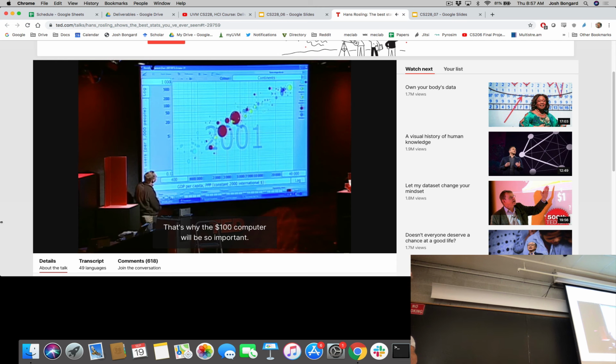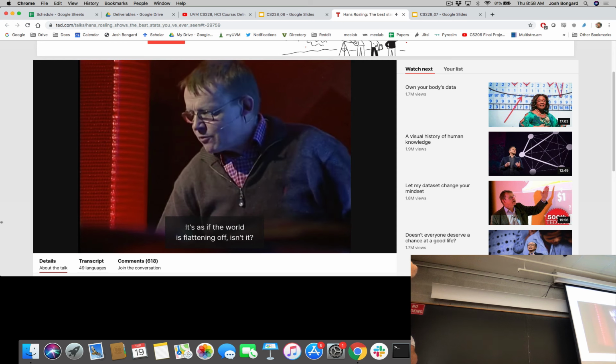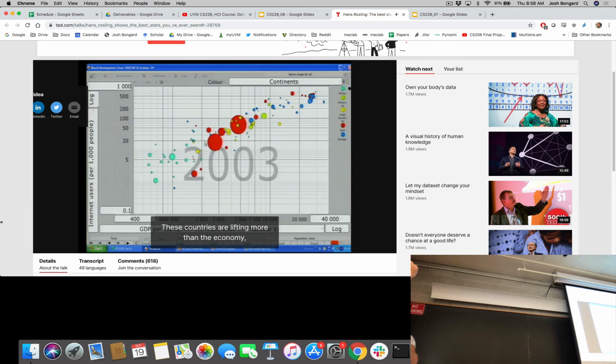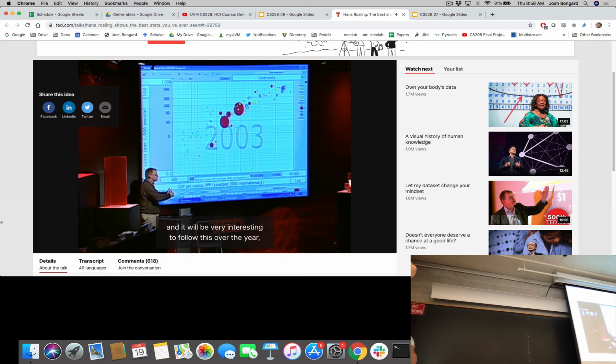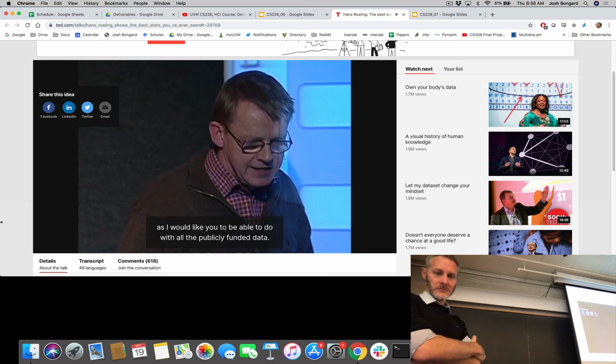That's why the $100 computer will be so important. But it's a nice tendency. It is as if the world is flattening off, isn't it? These countries are lifting more than the economy. And it will be very interesting to follow this over the years, as I would like you to be able to do with all the publicly funded data. Thank you very much.